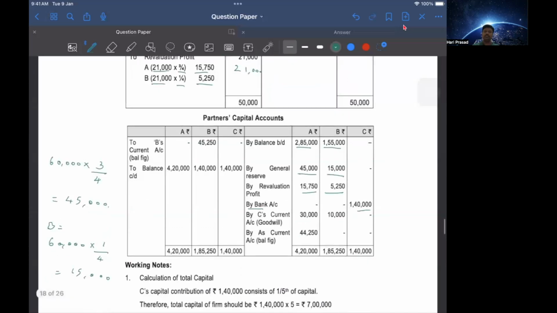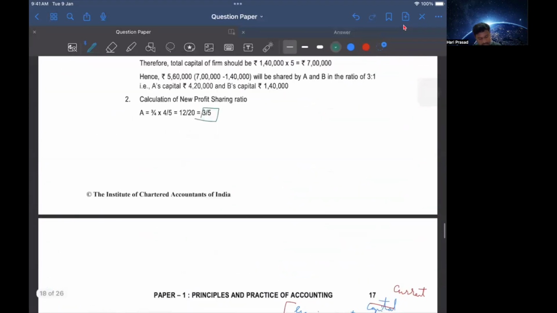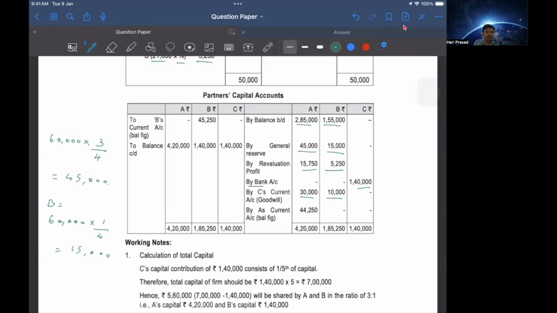Next, we have to post the goodwill sacrificing and gaining. C is current account, not capital account. Current account is debited by 40,000. A's capital account is credited by 30,000. B's capital account is credited by 10,000. In the question, they have not asked for the partners' current account.